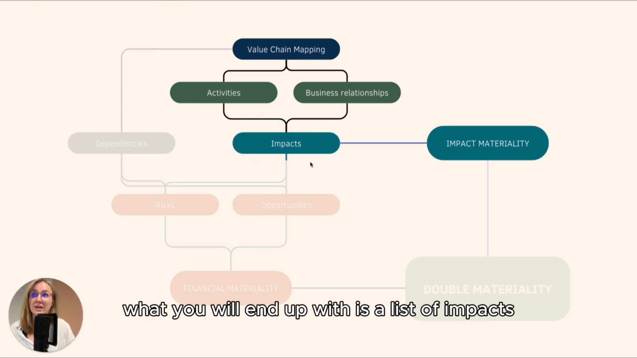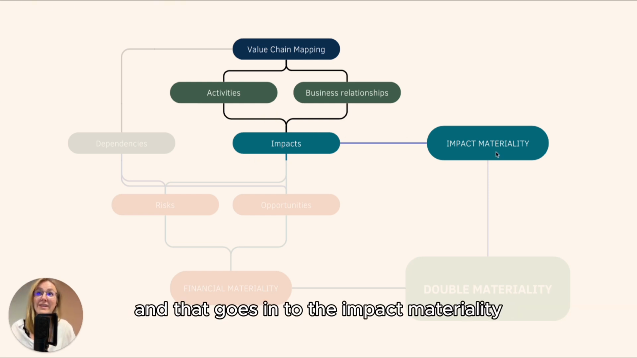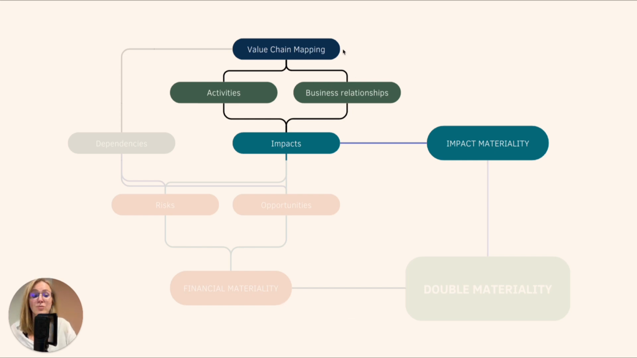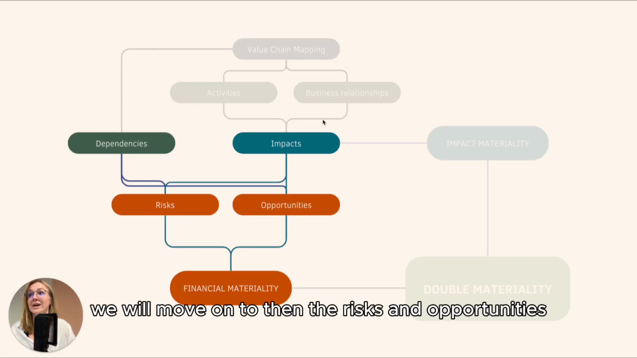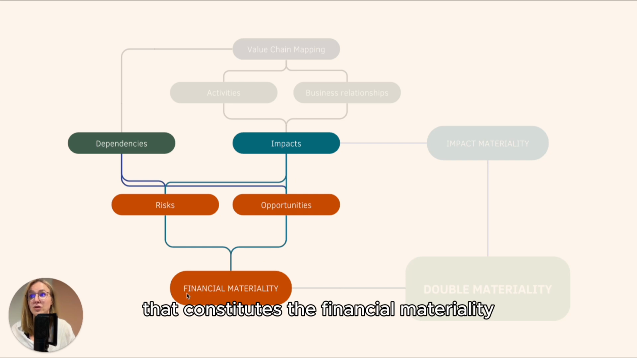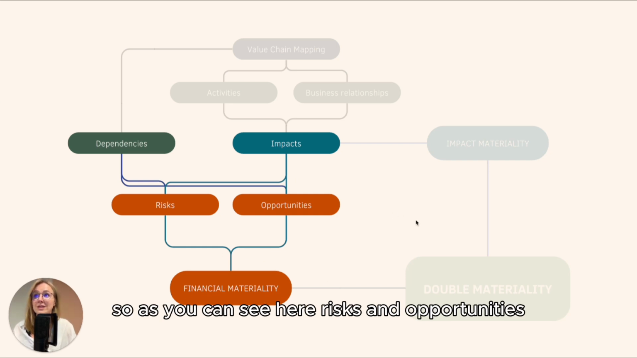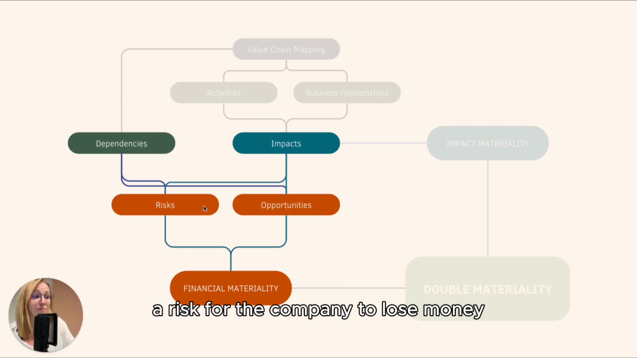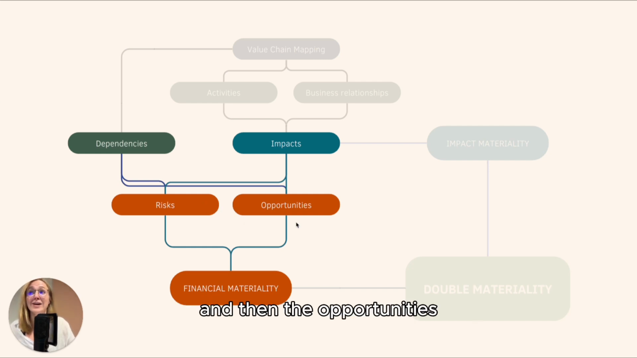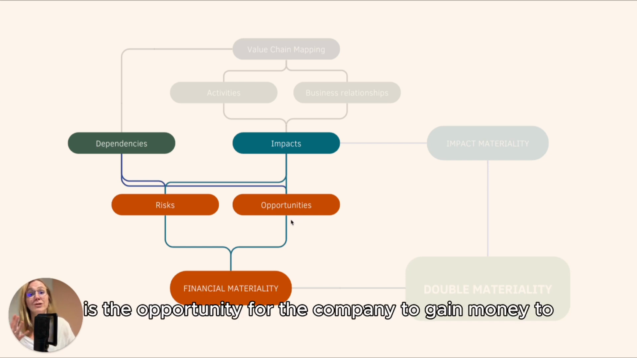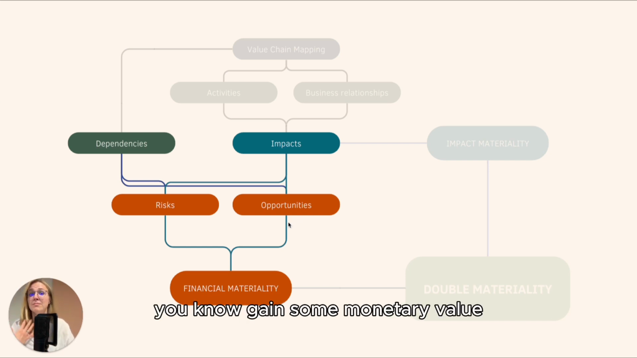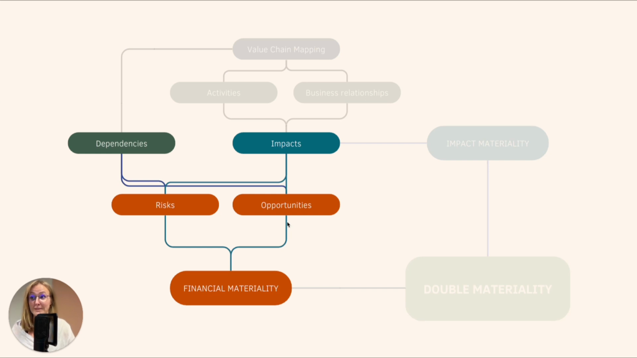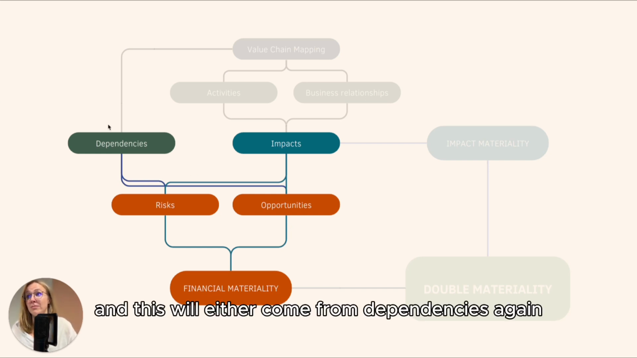But essentially what you will end up with is a list of impacts. And that goes into the impact materiality. And then we will move on to the risks and opportunities that constitute the financial materiality. So as you can see here, a risk means a risk for the company to lose money, and an opportunity is the opportunity for the company to gain some monetary value from it. And this will either come from dependencies.